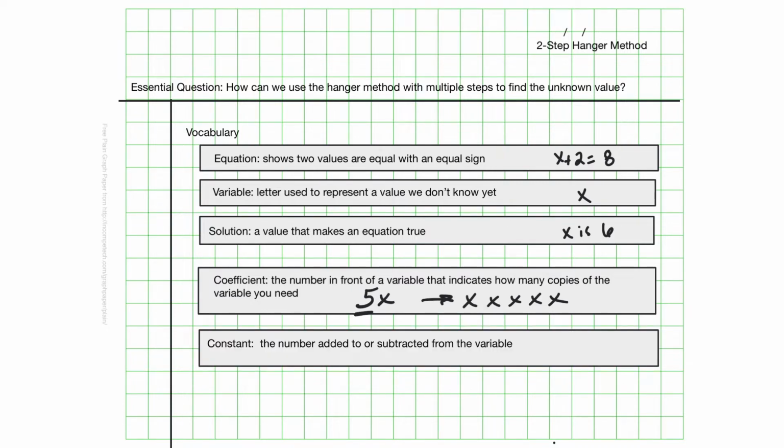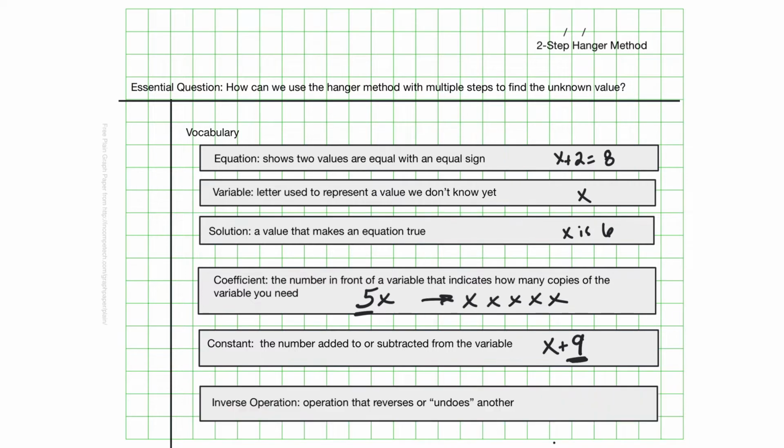There's also something called a constant, and that's the number that's either added or subtracted from a variable. So like if we had x plus 9, this 9 is the constant, right? We would have added 9 on to whatever the variable was. And the last new term here today is inverse operation, and that's an operation that reverses or undoes another one. So if you add something on, the opposite of that would be to subtract it back off, right? Those are called inverse operations. Same with multiplying and dividing. Those are inverse as well.